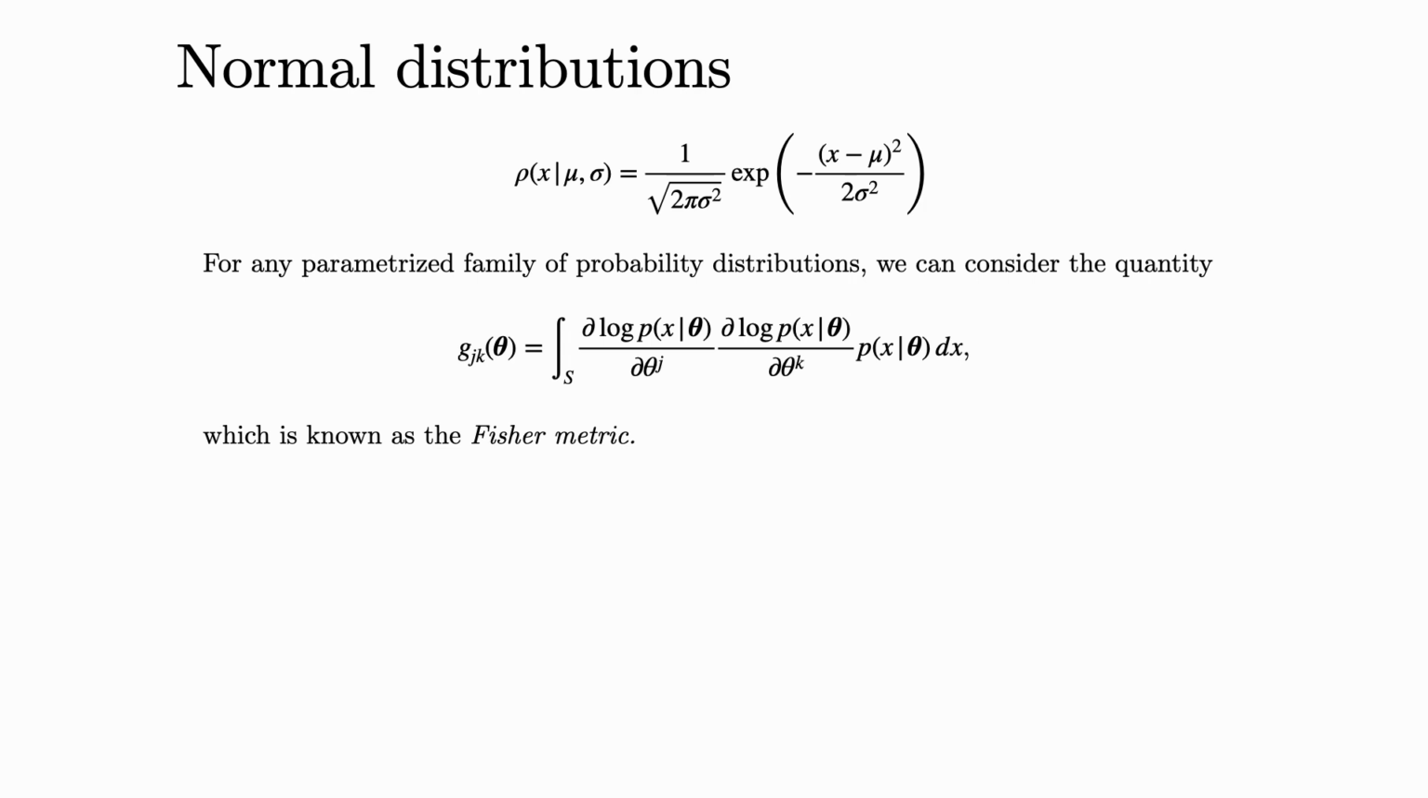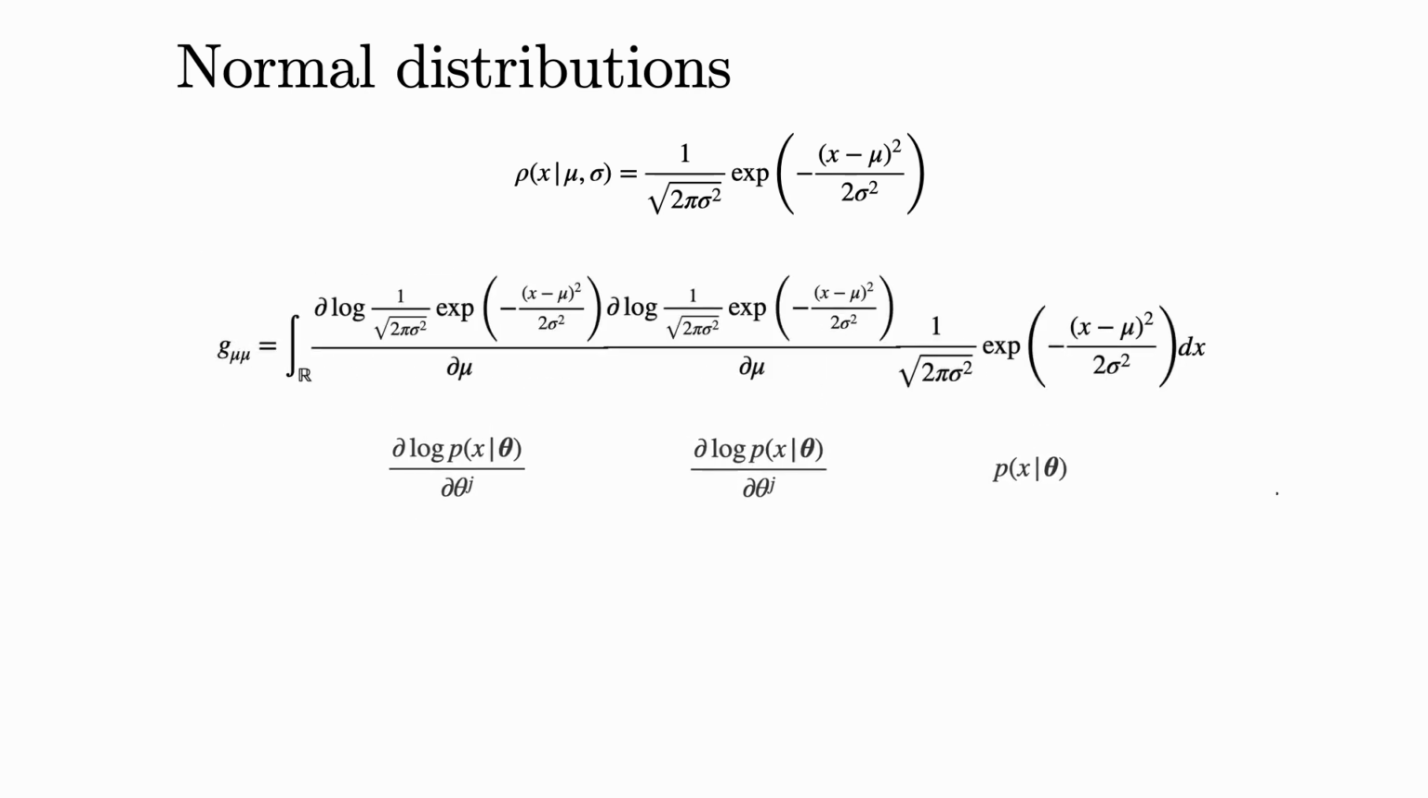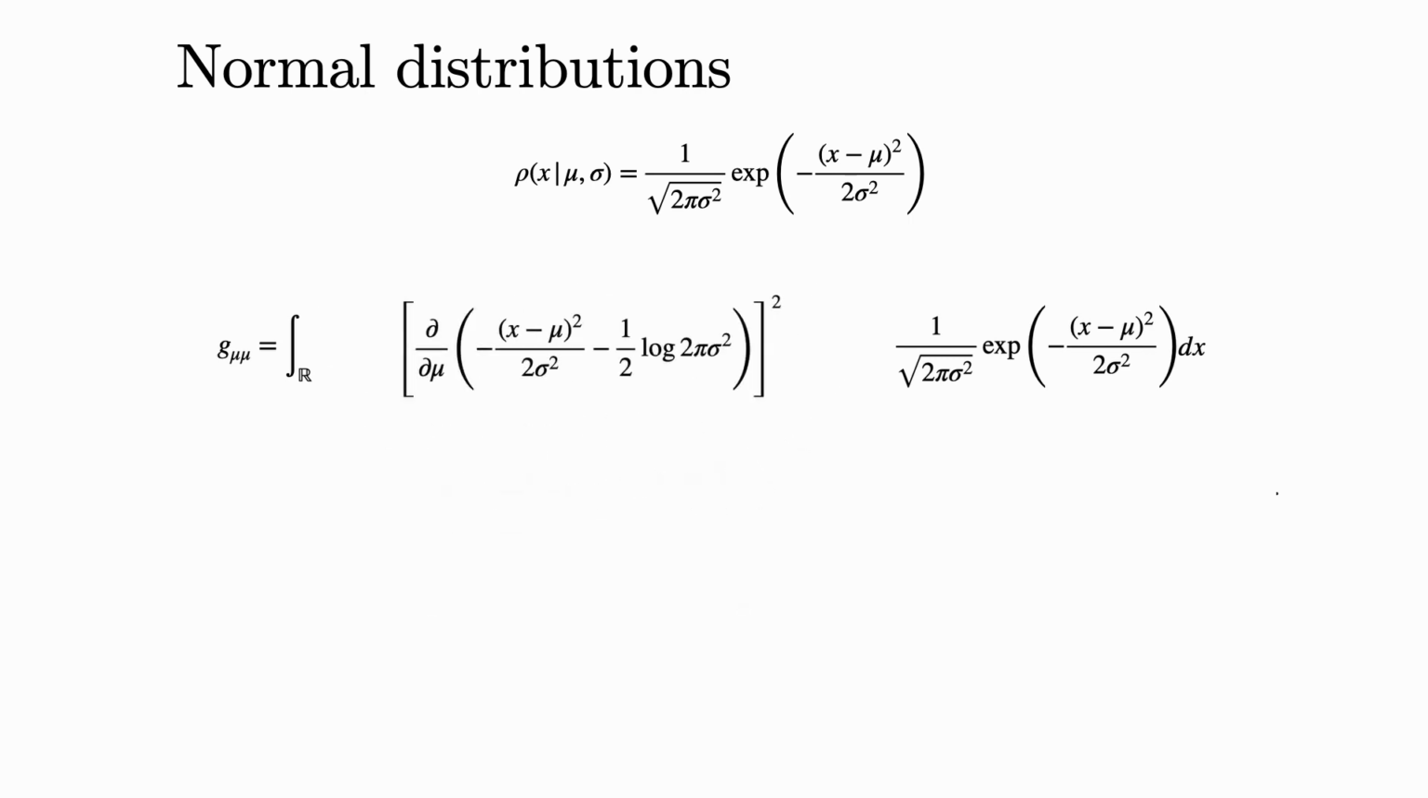For reasonable parametrized families, the quantity G will be a positive definite matrix, which depends smoothly on the parameters. In other words, it is a Riemannian metric. In differential geometry, a Riemannian metric can be used to compute distances, angles, volumes, curvature, etc. The details of how we do this are not important for the talk, but intuitively, the Riemannian metric determines the shape of a space.